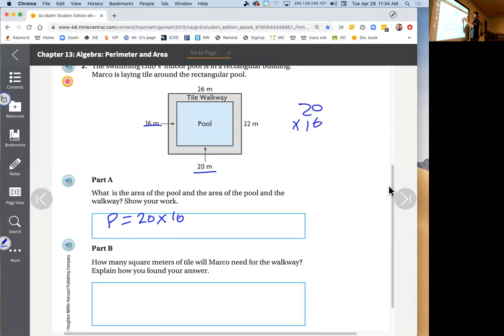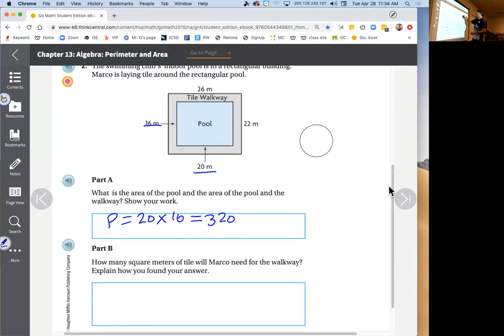20 times 16 is, what's 16 times 2? Oh, you don't know. 6 times 0 is 0. 6 times 2 is 12. Add your 0 because we're now in the tens place. 1 times 0, 1 times 2 is 2. Add those together, you get 320. We know that the area of the pool is 320.